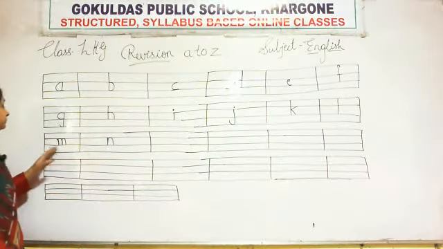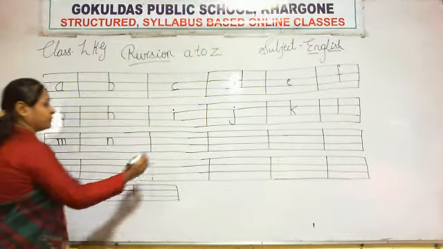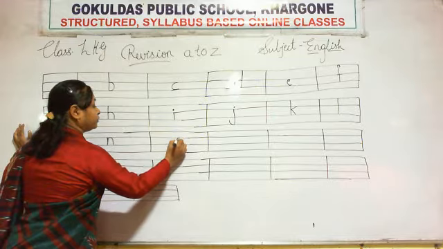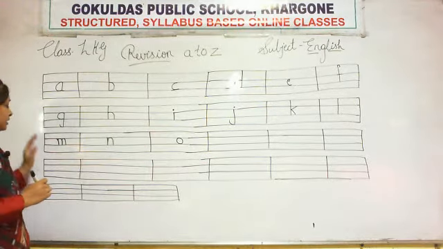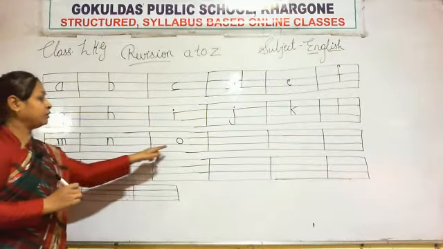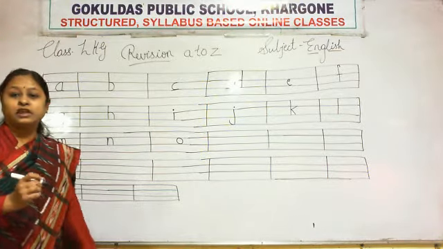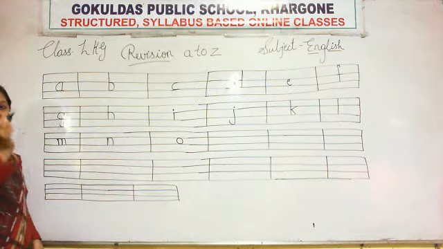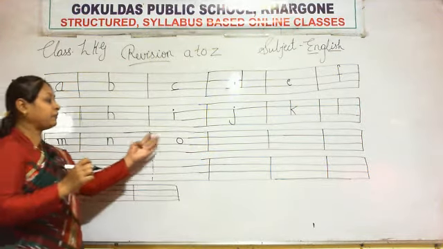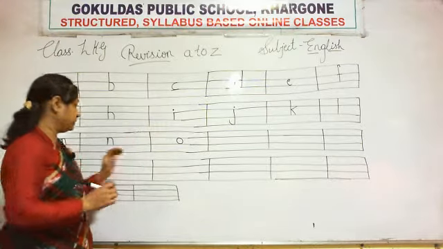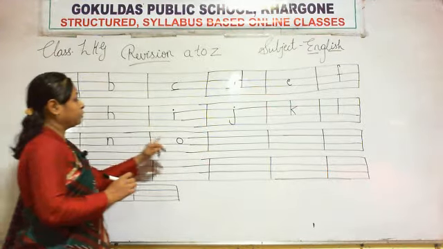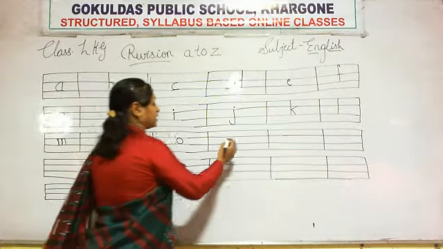After N, O. O you will write between 2 lines only. M, N, O. You are writing capital letter O in a circle now, but we write that in 4 lines. Small letter we are writing in 2 lines only. M, N, O. After O, which letter will come?